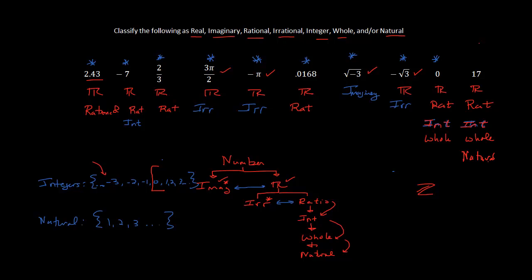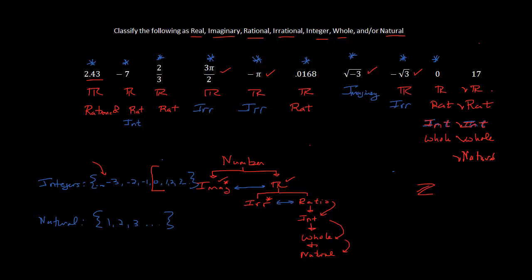So we realize that the only number that is real, that is rational, that is an integer, that is whole, and is natural is in fact 17. Most of our values are just real and rational. We see -7 is real, rational, and is an integer. 2/3 is real and rational. 3π/2 is real and irrational. -π, real and irrational. 0.0168, real and rational. Square root of -3 is imaginary, and the negative square root of 3 is real and irrational.